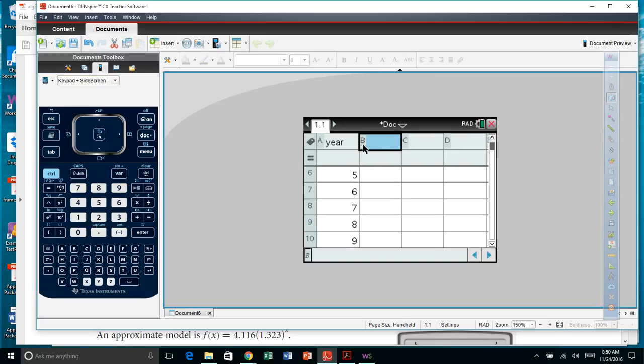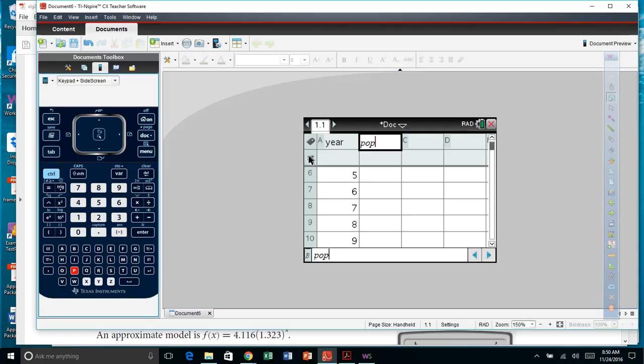And let's go over here to B, and we're going to put POP, P-O-P for population. All right. And then let's put those in. What do we got? 3.9. You can round it or you can put the whole thing. I'm going to just put it into two places, 3.93, 5.31, 7.24.